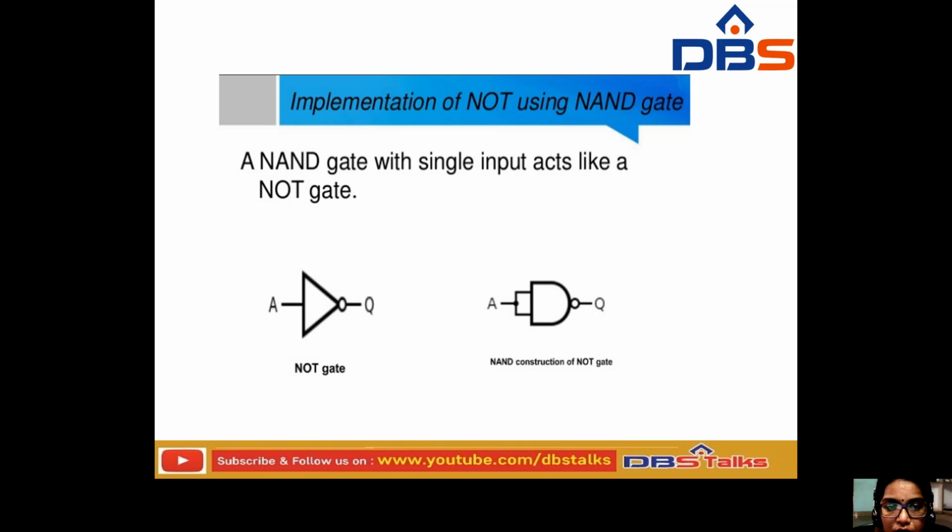A NAND gate with a single input acts like a NOT gate. See here, how many inputs are there? Only one input. So we can take this one as a NOT gate. Actually, the symbol of the NOT gate is this one. If the NOT gate is not available to design a circuit, then a NAND gate with a single input can also be considered as a NOT gate.